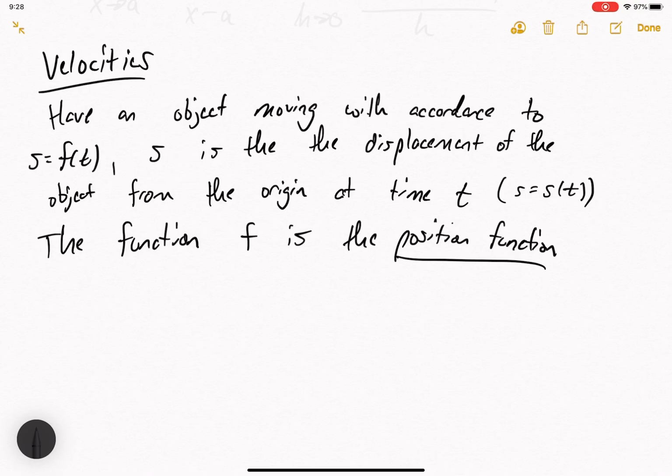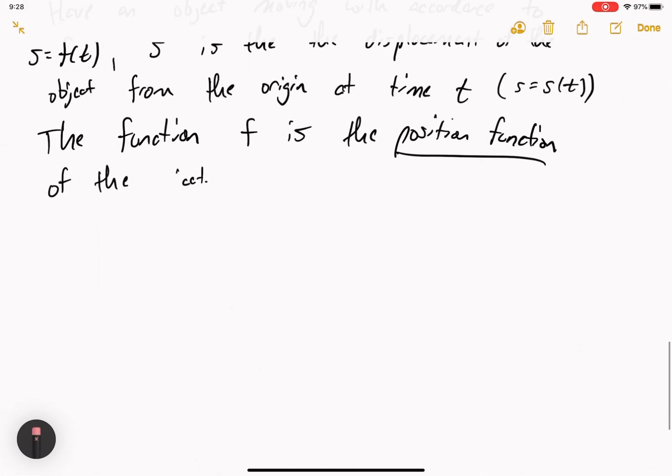All right, so now that I can probably confuse you guys a little, here we just say the function f of t is the position function of the object. And what that means is that at any time, that function is basically going to describe the distance or the displacement of that object.